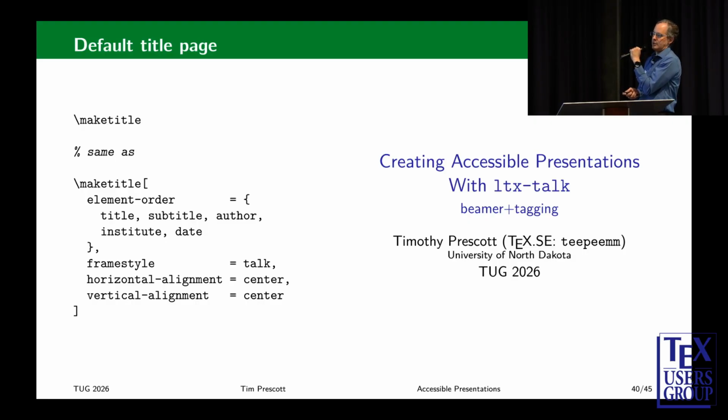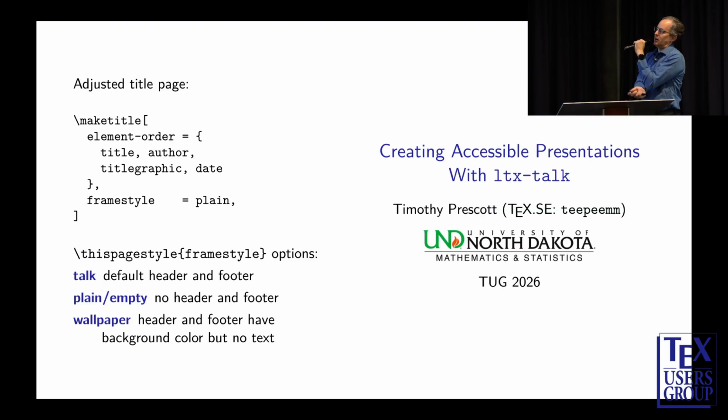Frame style is page style. And then horizontal alignment, whether you want it left, right, or center, and vertical alignment, left, right, or center. This is actually not what I used. So what I used for the title page was title, author, a graphic, title graphic, and then a date, and then a frame style of plain. So that page style, frame style.